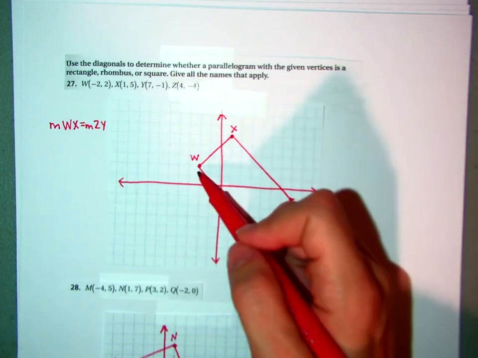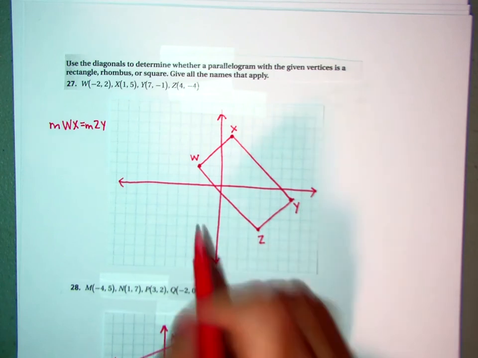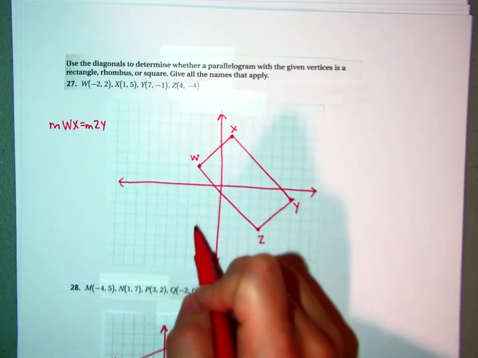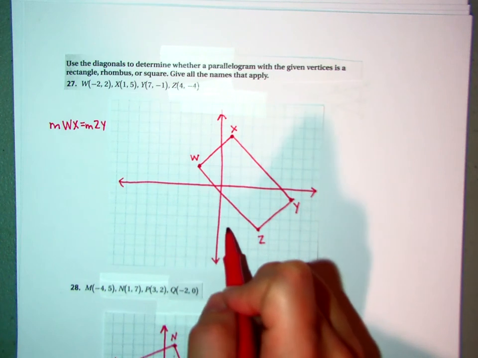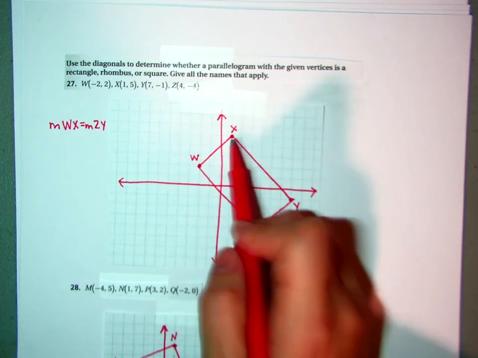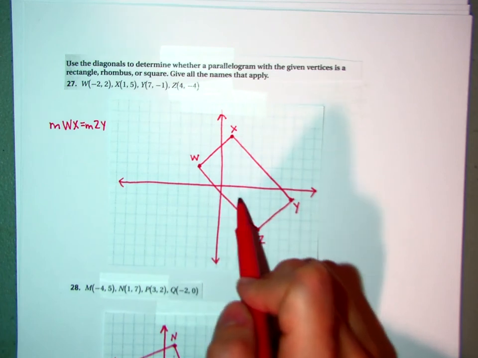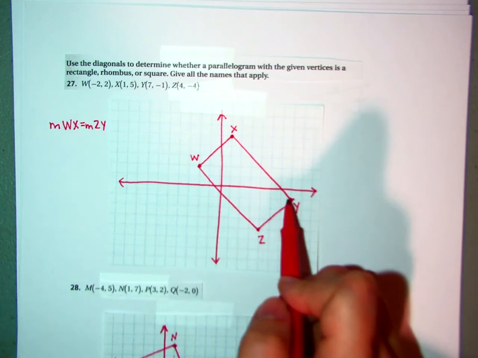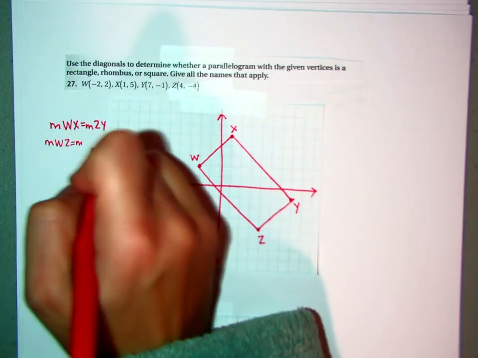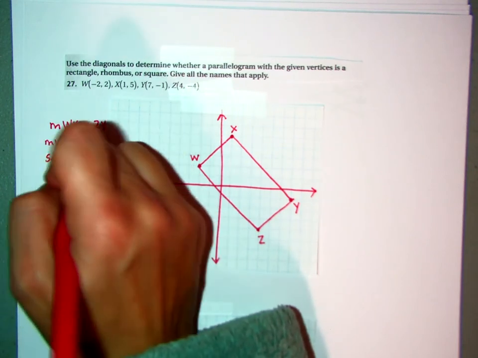Here we've got going down 1, 2, 3, 4, 5, 6. I think I counted that right. Let me double check here. 1, 2, 3, 4, 5, 6, and then we're going to go over 1, 2, 3, 4, 5, 6. Let's see if X and Y do the same. Go down 1, 2, 3, 4, 5, 6, and then over 1, 2, 3, 4, 5, 6. So yeah, the slope of WZ is the same as the slope of XY. So it is a parallelogram.